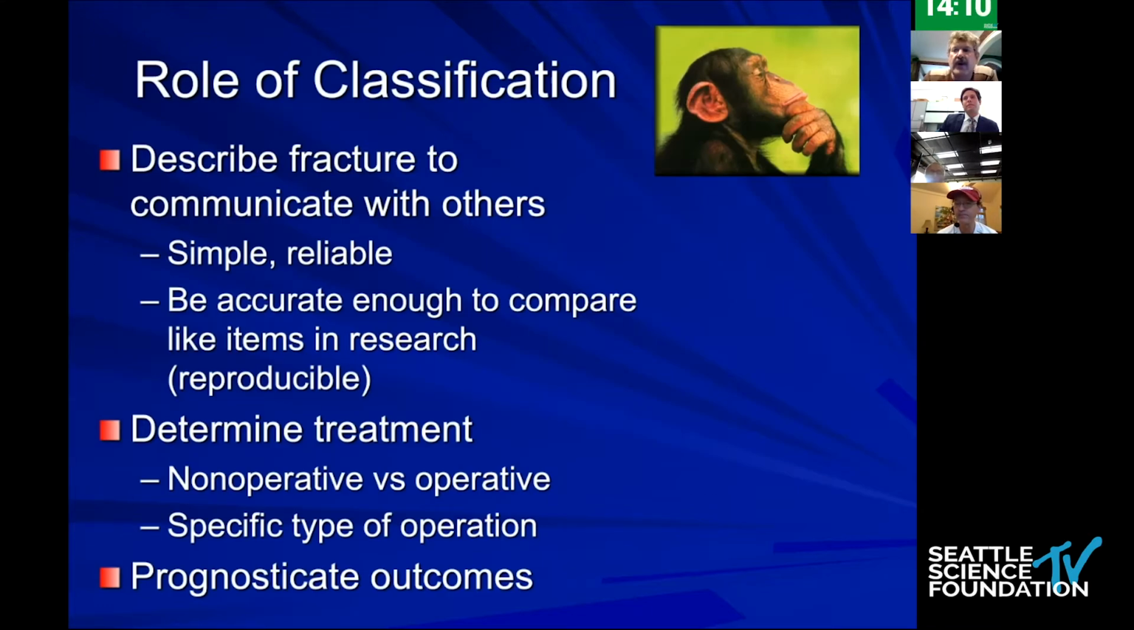Okay, so the role of a classification we need to keep in mind as we go is to describe the fracture and be able to communicate to others. To do this, it has to be relatively simple. If it's not relatively simple, it's not going to be very reliable. It has to be accurate enough to compare one item to the next, because if we're going to do any research or study these fractures, it has to be reproducible. And it should ideally help us determine treatment.